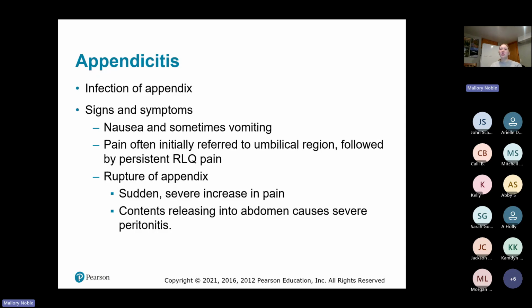Classically, that pain starts in the umbilicus, so right around the belly button, and then as it progresses, it shifts into that right lower quadrant where it settles and has a lot of pain. Fun fact, if you have somebody that does have appendicitis and you tap the bottom of their feet, and it has to be a fairly sturdy tap, I mean, we're not punching them, but a fairly sturdy tap on the bottom of their feet, that will send vibrations up to the appendix, and it will cause an increase of pain.